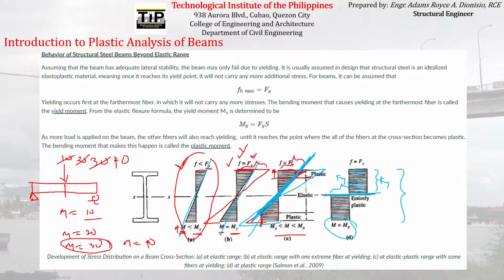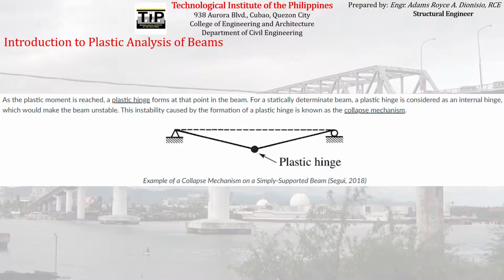Okay? So yung bending moment that caused that scenario, yun yung tinatawag natin na plastic moment. Yun yung kumbaga ultimate failure scenario na ayaw nating maramdaman ng beam natin. Kasi pag ganyan na yung nararamdaman ng beam natin, buong section niya failed na, buong section niya nag-yield na, diyan magaganap yung tinatawag nating plastic hinge, which is this.